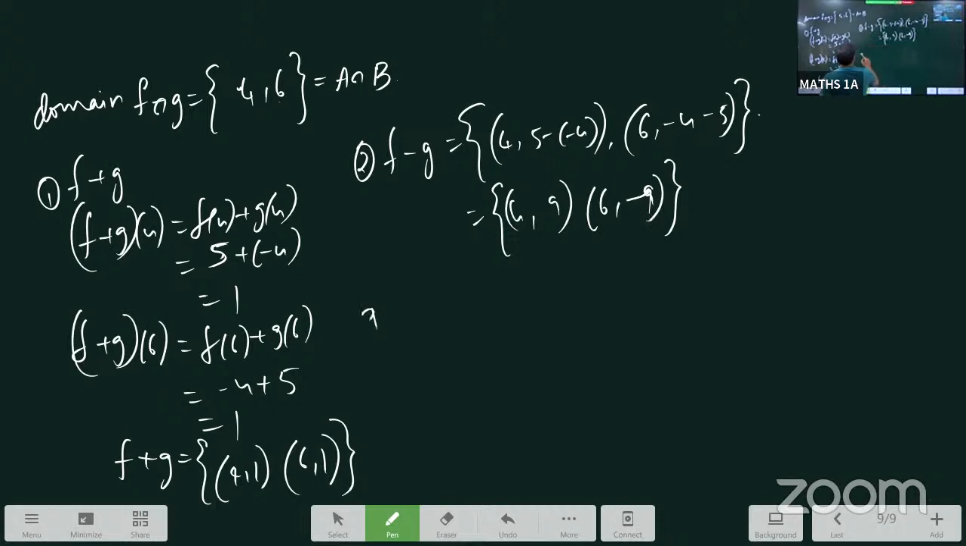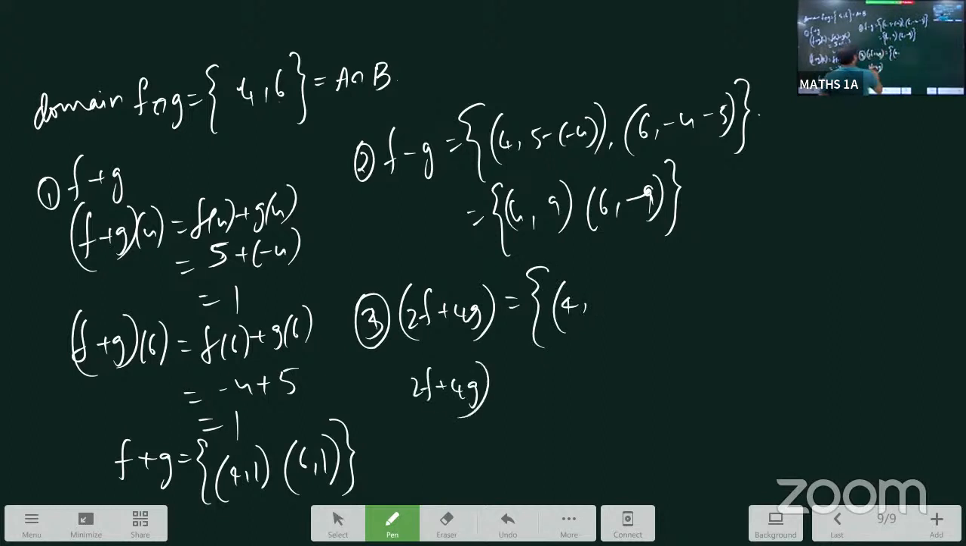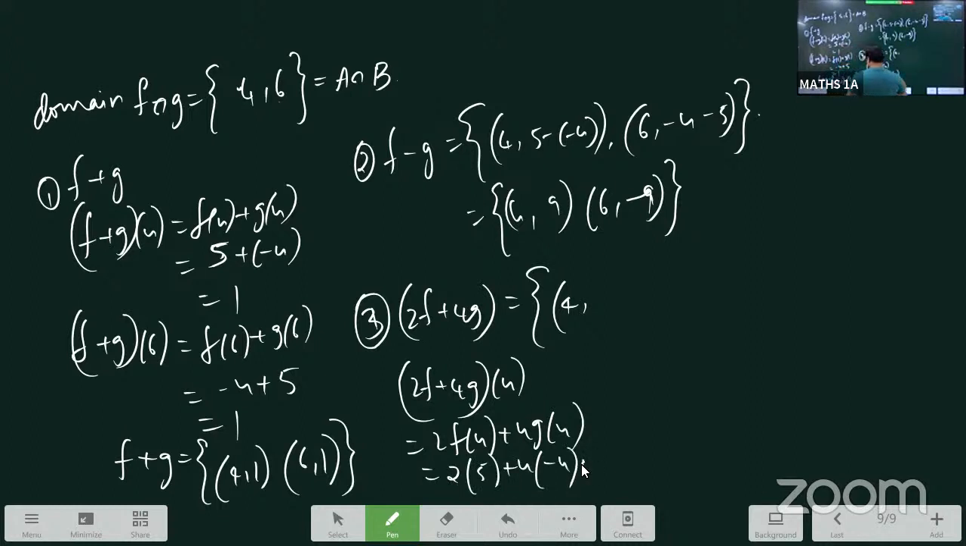Next, third bit. What was your third bit? It was 2f plus 4g. Correct, no? What are the ordered pairs? First, again, I should take 4. So let us do this separately: 2f plus 4g of 4. That is nothing but 2f of 4 plus 4g of 4. What is 2 into f of 4? f of 4 is 5, plus 4 into minus 4. On simplification, what am I going to get? 5 twos are 10 minus 16. What I'm getting is minus 6.